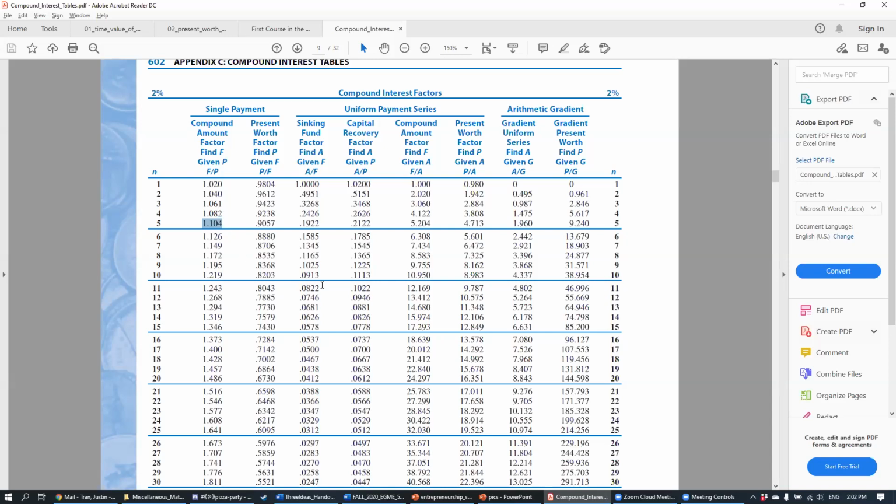especially for the really complicated ones that involve G's and A's. You don't have to plug in 1 plus i to the n minus 1 times n, and it saves you a ton of work. So when you can use these tables, you should definitely use them because they save you from inputting a ton of stuff into the calculator.